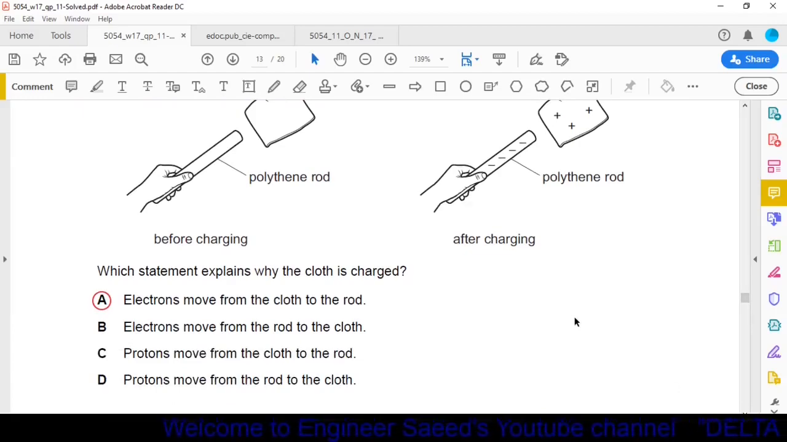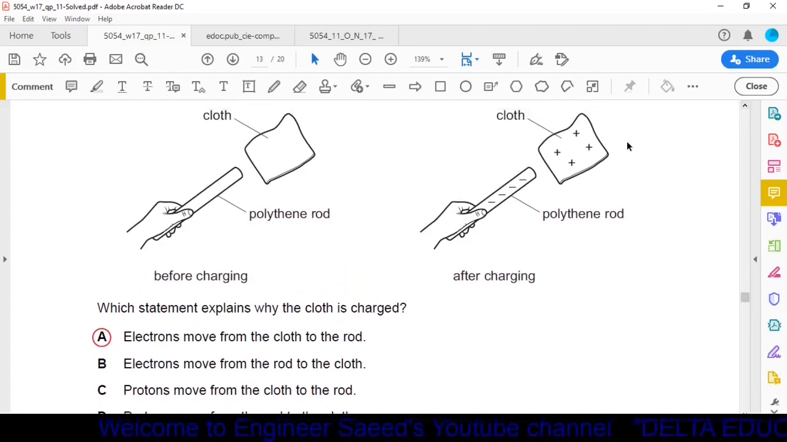Okay, first we read the options. Option A, electrons move from the cloth to the rod. Yes, it is the correct one. Here we have a cloth. We are looking that here is a positive charge, here is a negative charge. So we can say electrons are transferred from the cloth towards the polythene rod. So we can say electrons move from the cloth to the rod. So this option is the correct one.